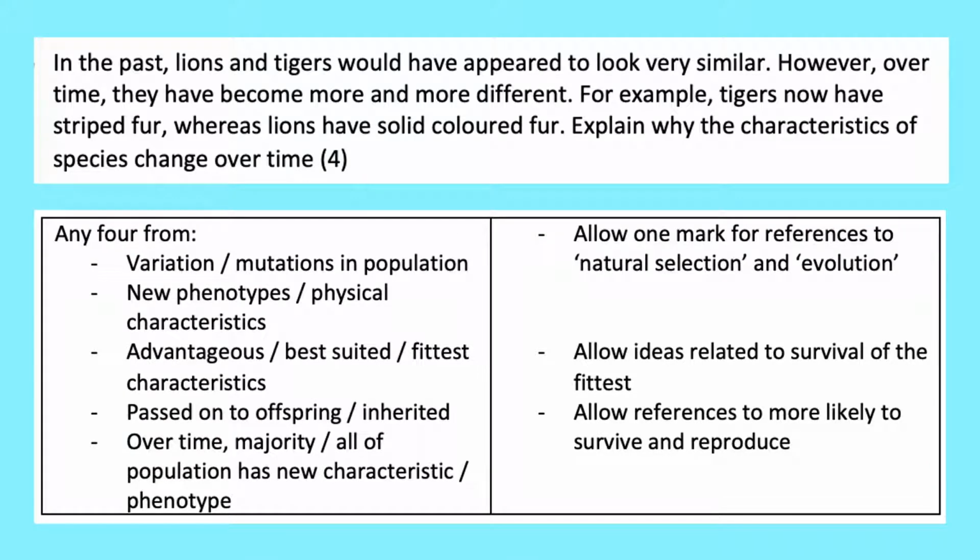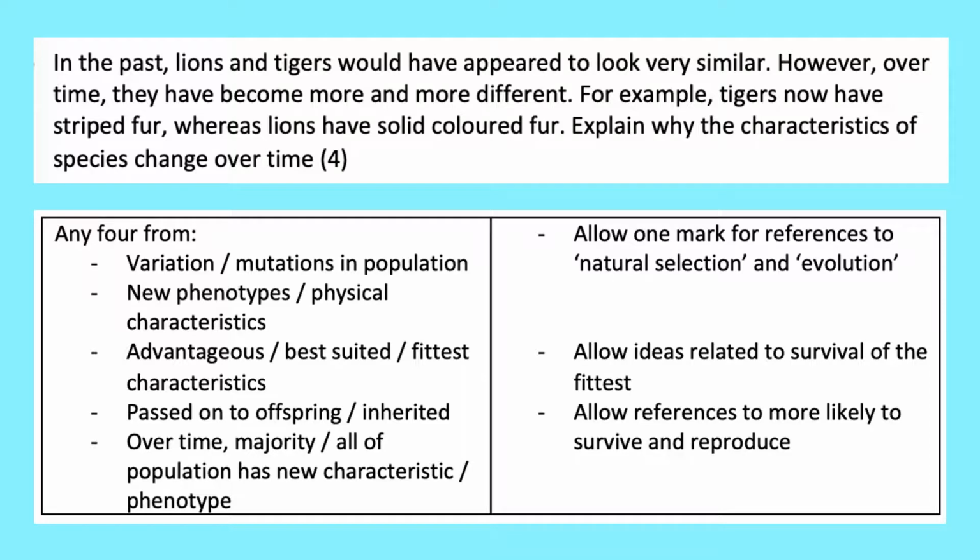This question has been worded quite complicatedly, but realistically, it's just asking you to describe the process of evolution in 4 bullet points. So you can have any 4 of the following. You'll have variation or mutations in the population. So you'll have a variation in the physical characteristics of members of the population, but you'll also have variation in the genetics and the genes that members of the population have. This will result in new phenotypes, so new physical characteristics.